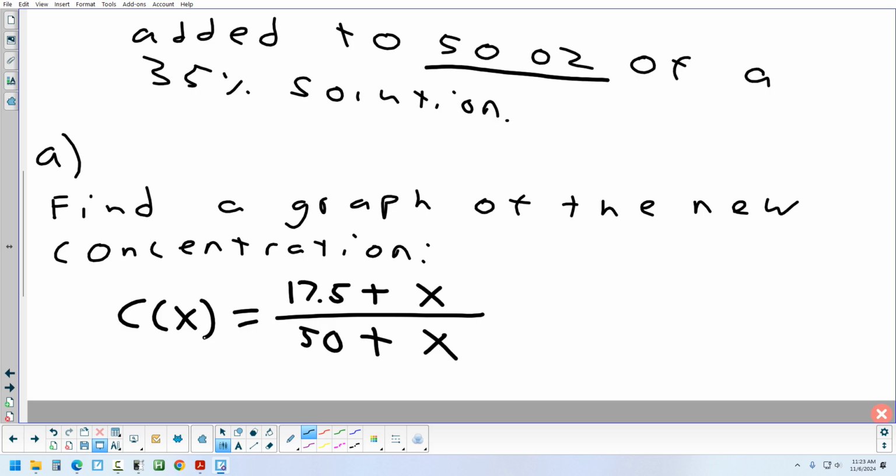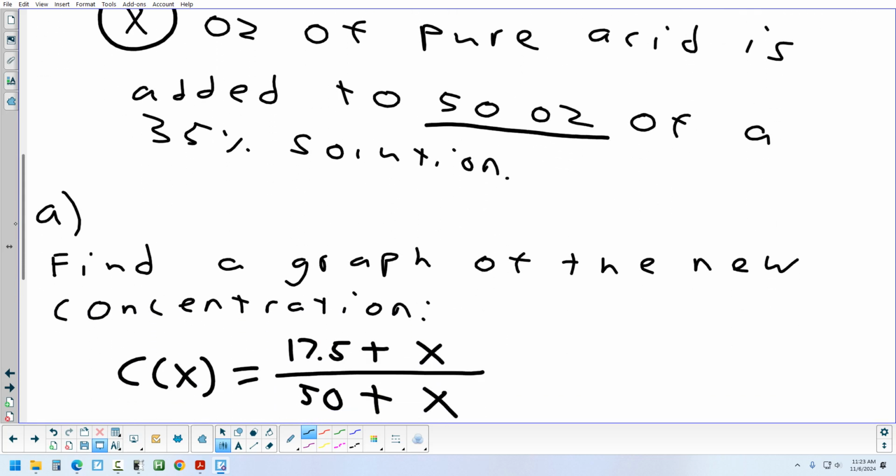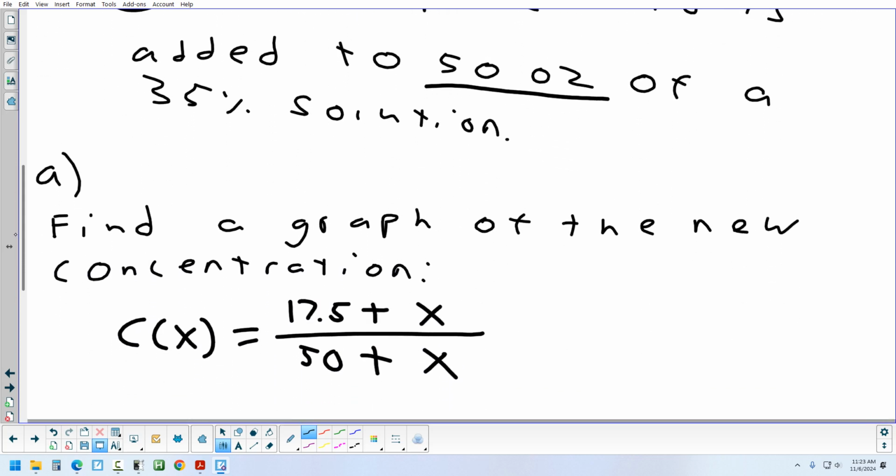As I continue to add more and more acid into this mixture, will there be a point where it hits a 100% concentration? No. Why? Because it's already been diluted. You didn't start with something that was 100% pure. You can't make it 100% pure.